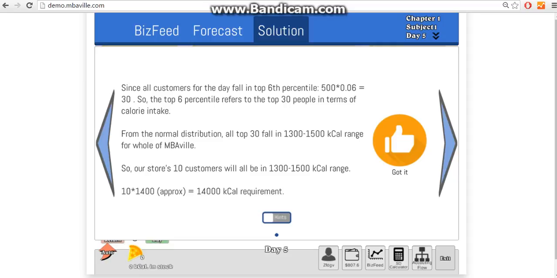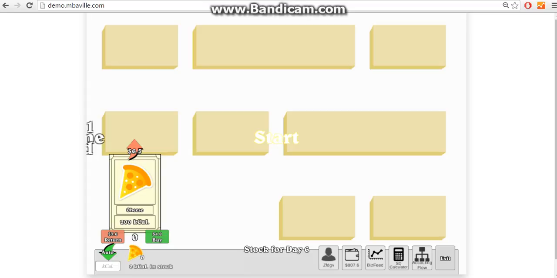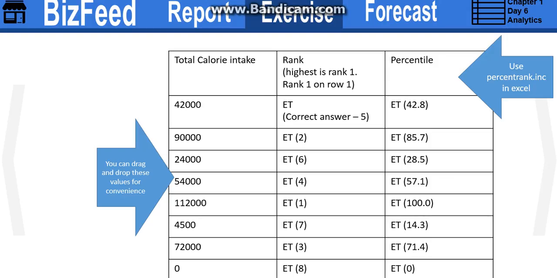So our store's 10 customers will all be in the 1300 to 1500 calorie range, and the midpoint of that is 1400 times 10, which is 14,000 kcal. So that's it for the game. And so for the exercise it will be like this.